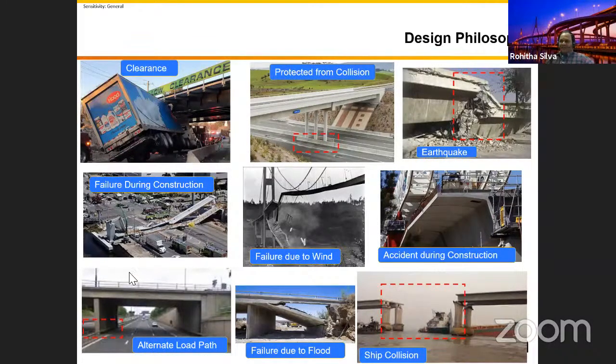I have this picture underneath on the left, bottom left-hand corner, alternate load path. This is the bridge. You're going to see this picture again, a design where, for example, if a vehicle impacts this bridge, it's not going to collapse. It's the way this is designed. It's a similar way you can see on the top, in the top middle, the picture that is protected from collision.